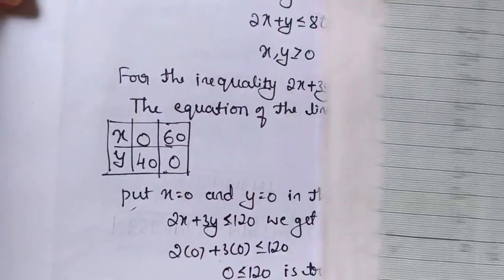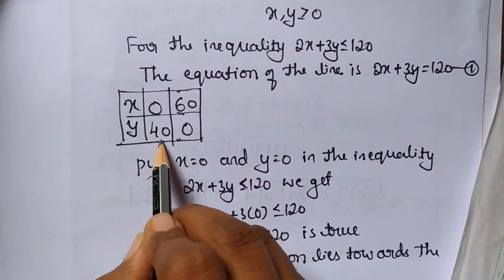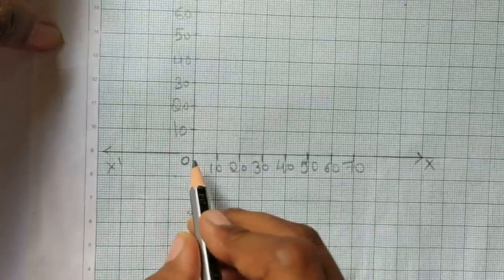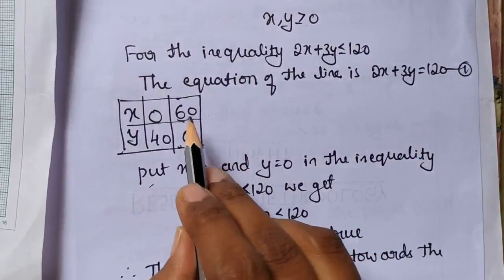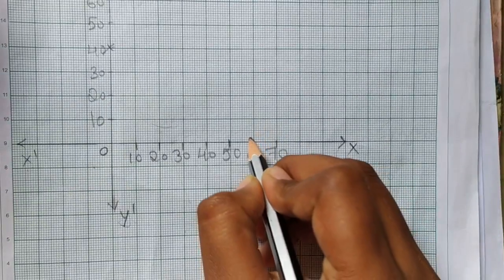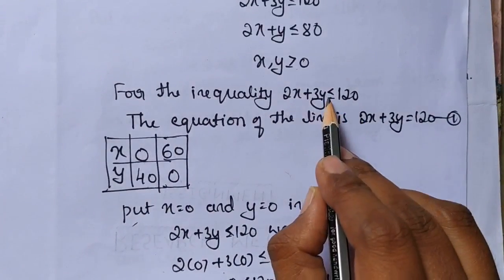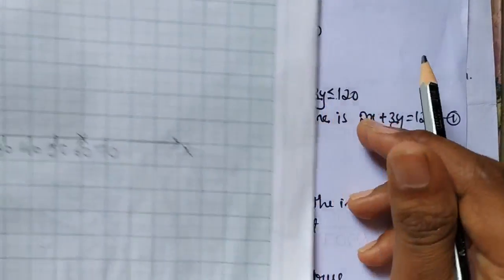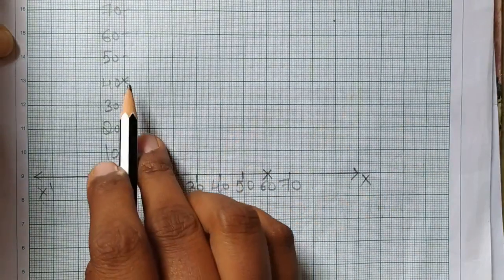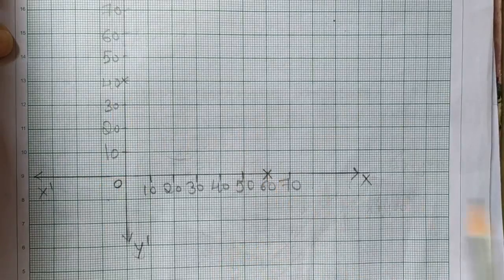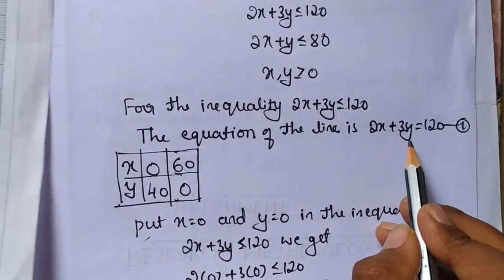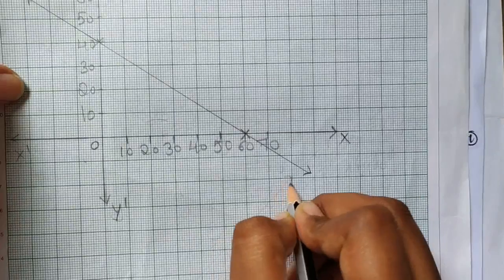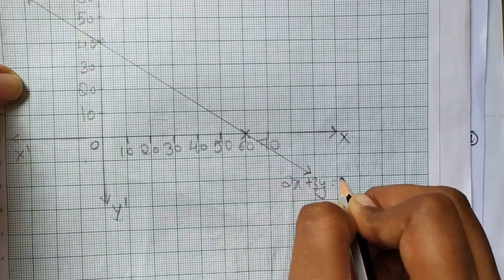Now the points on the first line are (0, 40), x 0, y 40. Another point is (60, 0), x 60, y 0. Also, the inequality includes the equality sign. So, we draw a solid line passing through these points. I have drawn the line and its equation is 2x plus 3y equals 120.